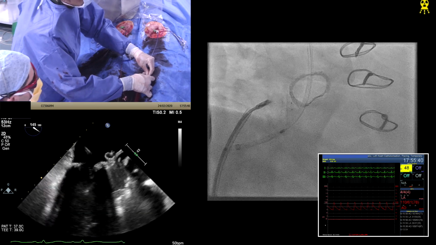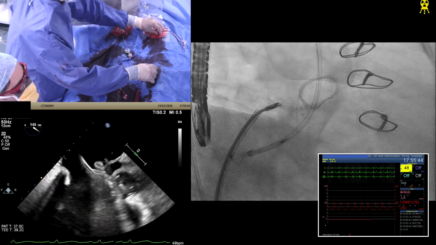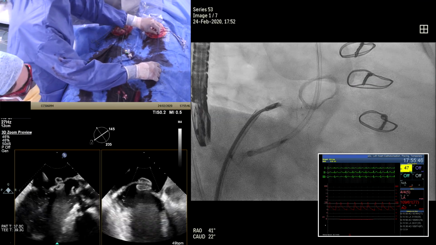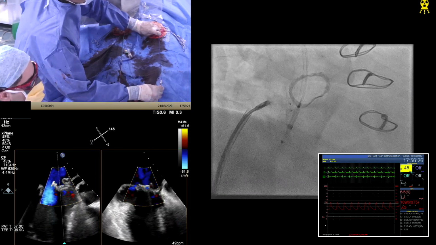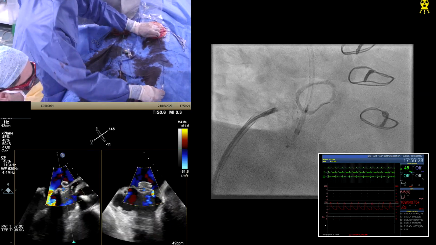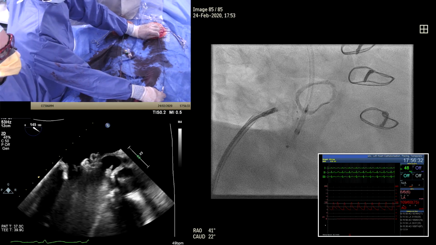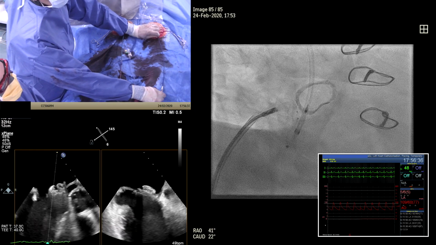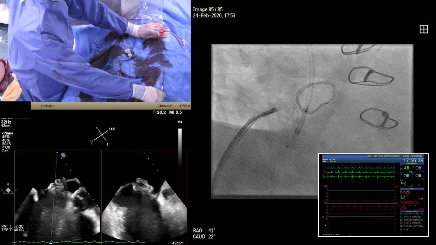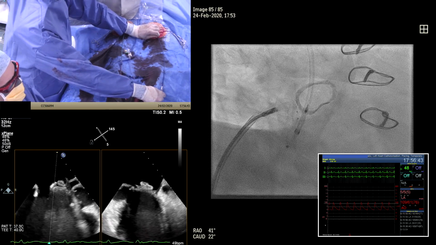Okay, so I'm going to take the disc out. Let's just take a picture of that. Okay, so the first disc is out. I'm going to slowly withdraw. I'm pulling that up. So Bushra, can you just focus on the 3D? I can't see the LA. Yeah, there we are. So you can see the device coming. There it is. Let's just see what the 3D of that looks like.